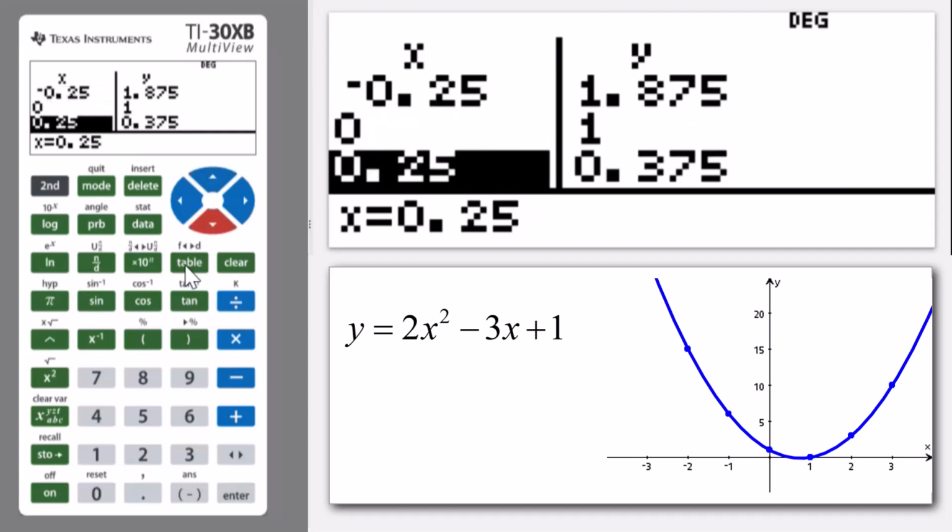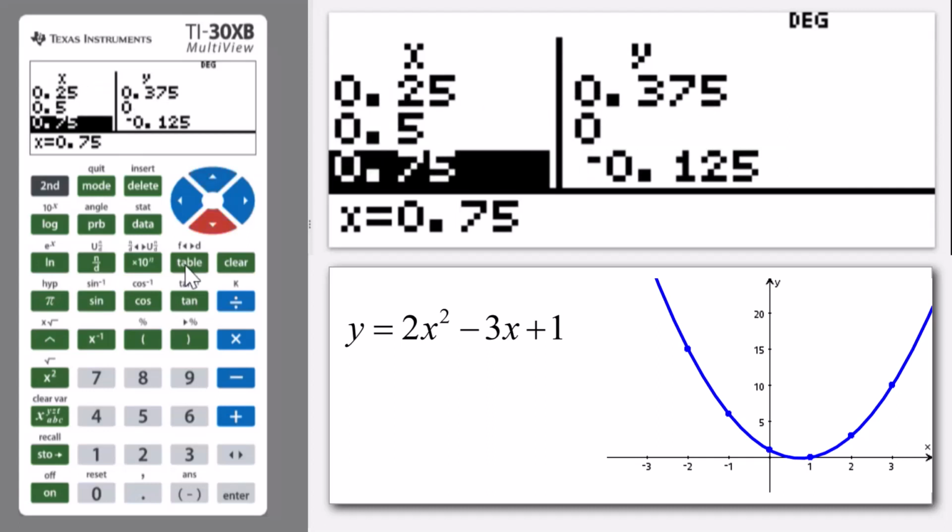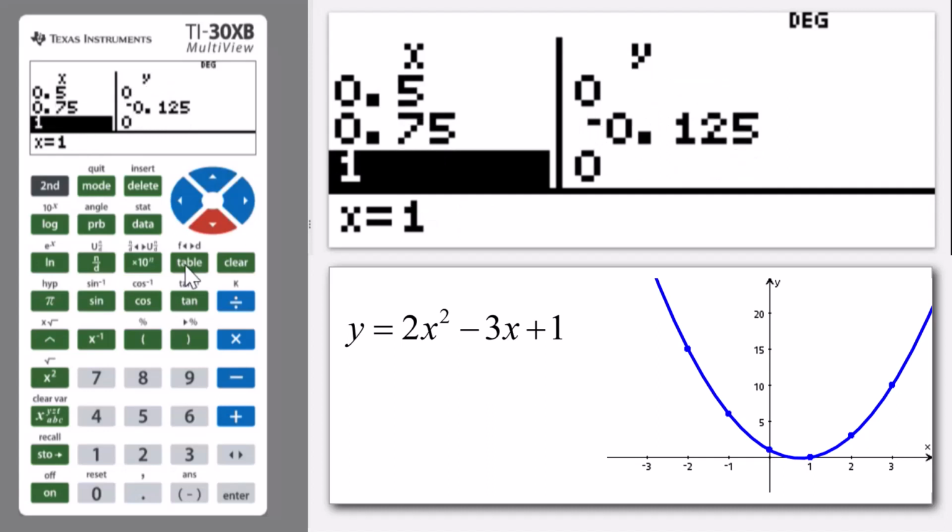What you might have noticed now is we see that those values are now symmetrical around that turning point. That if I go the same number of steps away from 0.75 in the positive direction as I do in the negative direction, I'm going to get the same y values. And that's because we have an axis of symmetry in a parabola. Well, that's it for this lesson.